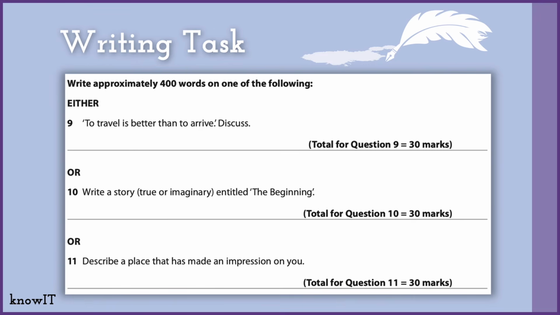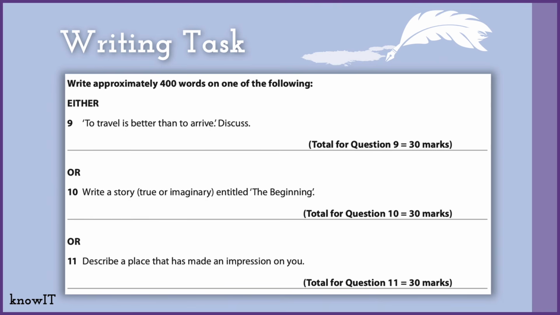Each of these asks you to write a different sort of thing. For example, the first one is a sort of article because it's asking you to discuss the prospect that traveling is better than arriving. Then the second one is a story, so it's a story writing task. And then the third one is a description or descriptive essay. So these are three different questions, and you can choose from any of these, whichever you're best at. You have to write approximately 400 words, and of course the answer sheet is going to be provided, so you'll know roughly how much you should write and how much you should not.